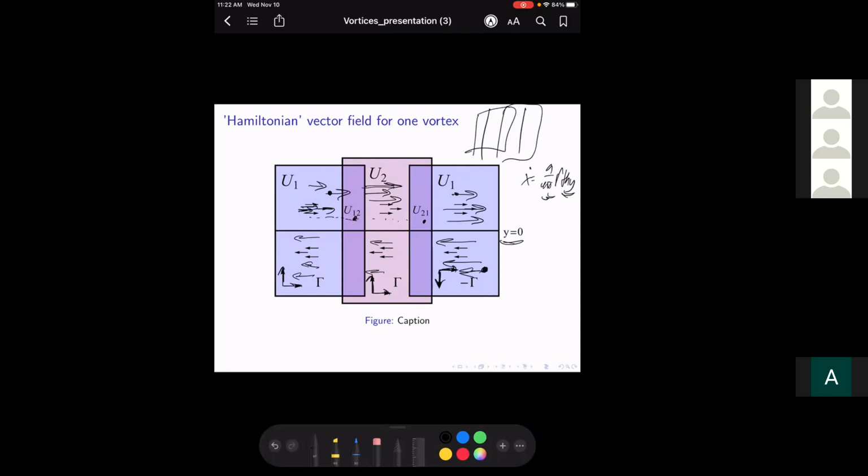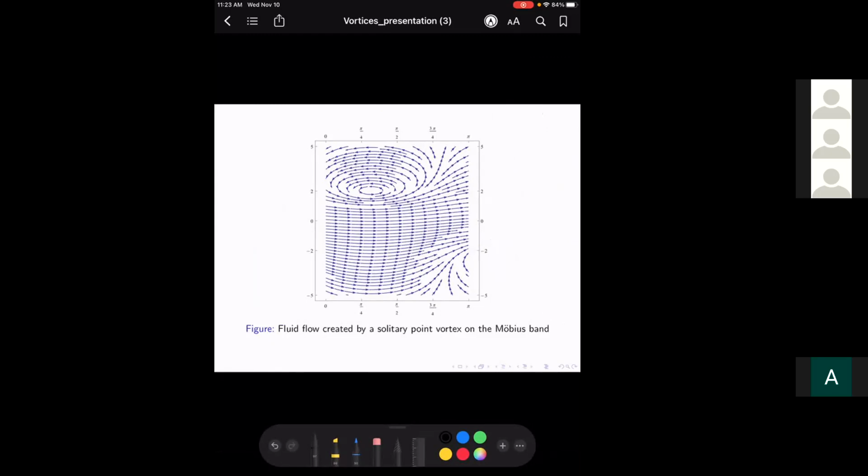So the moral is, this is not a well-defined vector field on the Möbius band, but we can write equations of motion locally on each chart. And as the point vortex moves from one chart to the other, the trajectories can be glued together. So the equations are locally defined, but the motion is globally defined. And the last little thing, which I think is interesting, is that this is not a Hamiltonian vector field, but this is the fluid flow created by a solitary point vortex on the Möbius band.